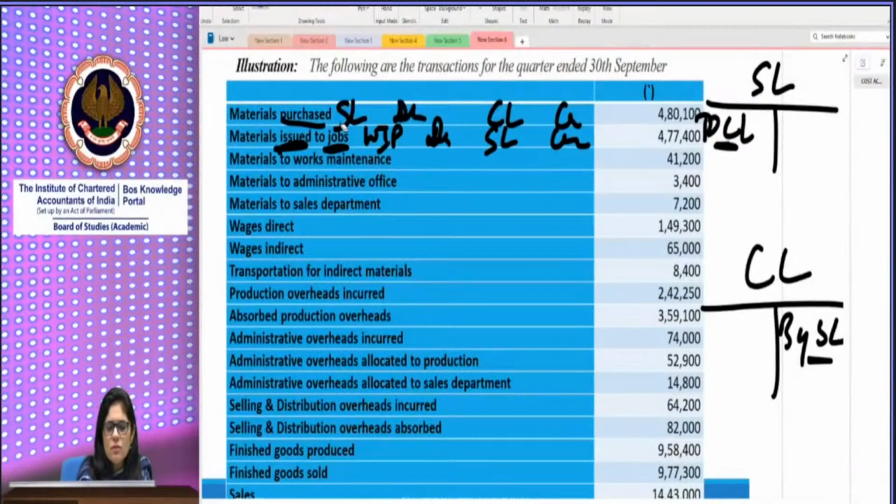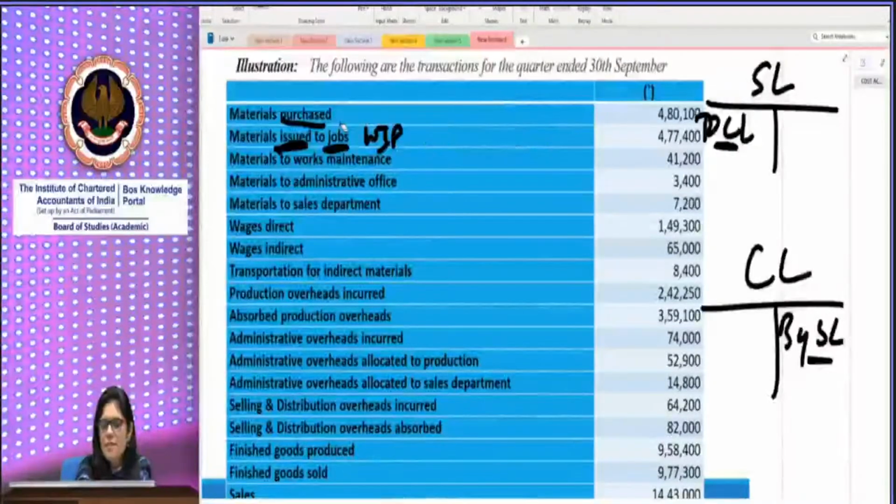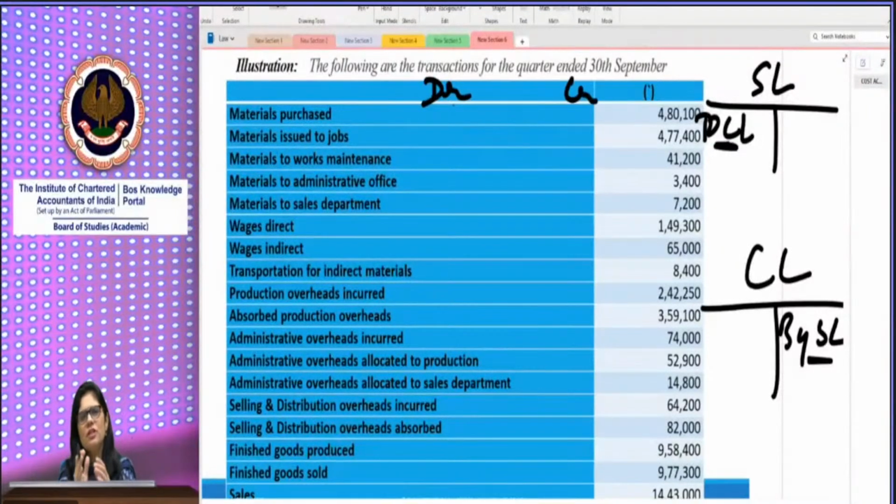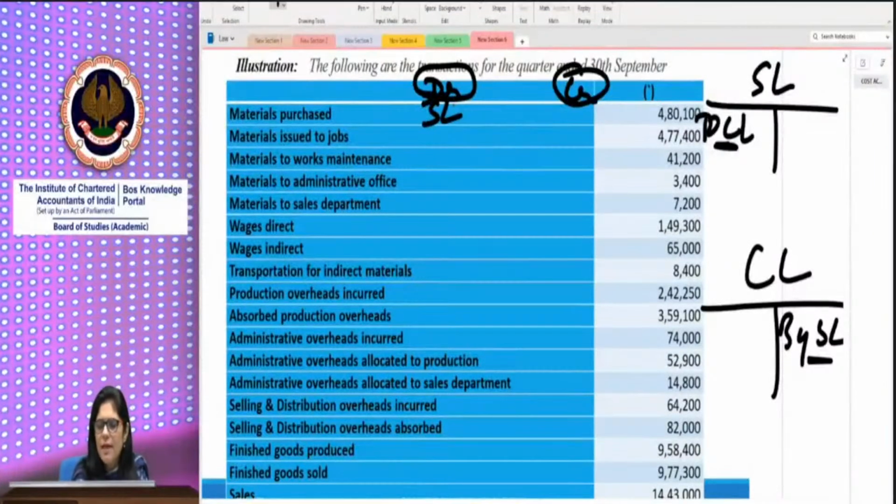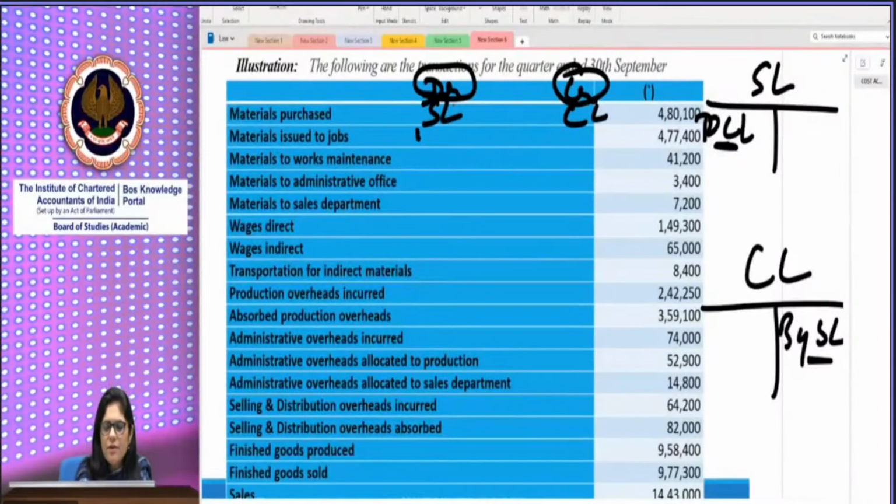Let me write it over here like this so that you understand it. You just do the posting. Clear? So debit and credit. Here I'll tell you which account will be debited and which will be credited. So here SL debit. Clear? And CL credit. Here WIP debit and SL credit. So this, I think you will understand better.